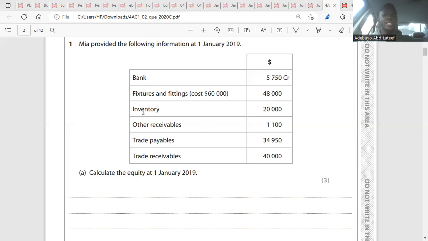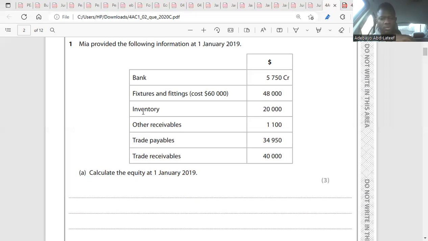We said equity is assets minus liabilities. Our assets here are fixtures and fittings, 48,000, plus inventory, 20,000, plus other receivables, 1,100, then trade receivables, 40,000. So the total of assets is 109,100.